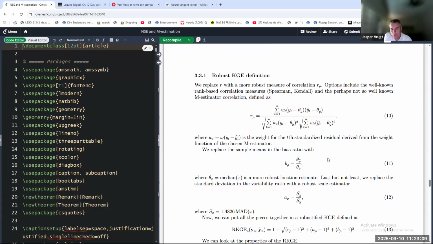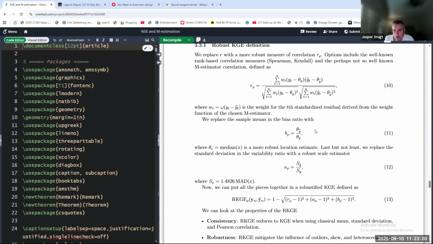So in your KGE formulation, the M estimation suggests to replace the mean, the alpha and the beta, I think you call them, to replace the mean with the median. Correct. Because that's a more robust location estimator, the median.